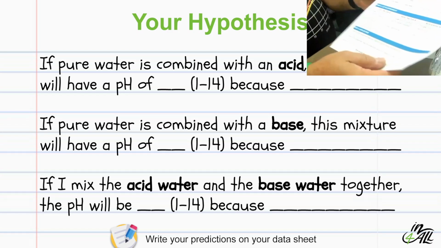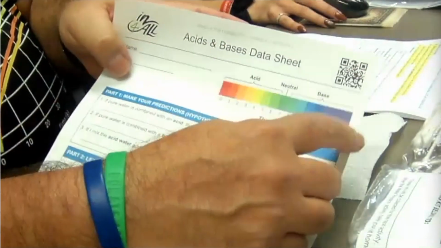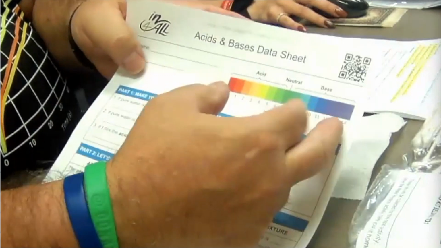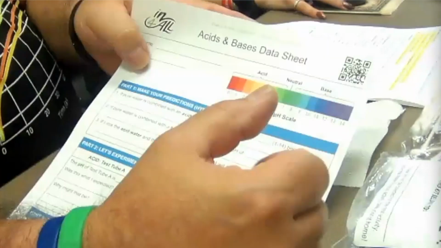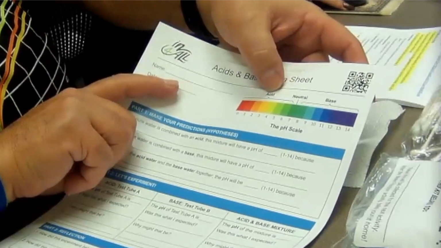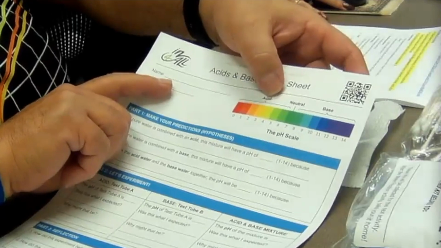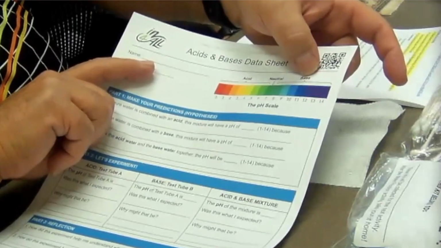So students will get this paper, and the pH scale, beautifully printed out, is going to be available to them. So they can look at that and use that to fill in the blanks in their hypothesis. So if we add an acid to water, how will that affect the pH? And conversely, if we add a base to water, how will that affect the pH?